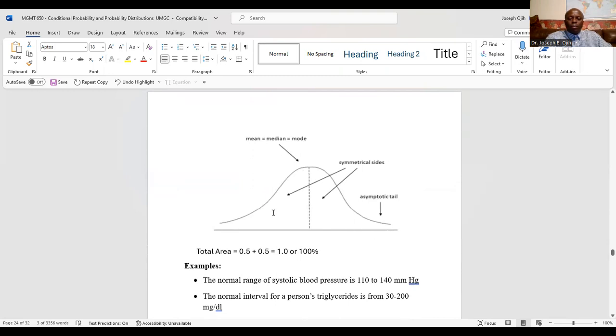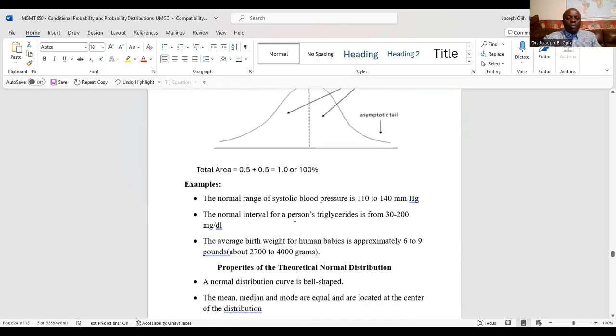See? So it's symmetric. That means half of this is equal to the other half. You can literally fold this on that, just like our body. Half of this is the same as the other half. So let's look at the properties.